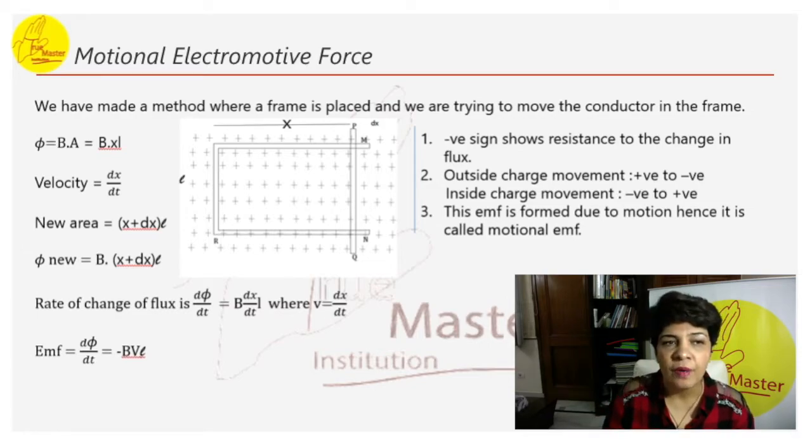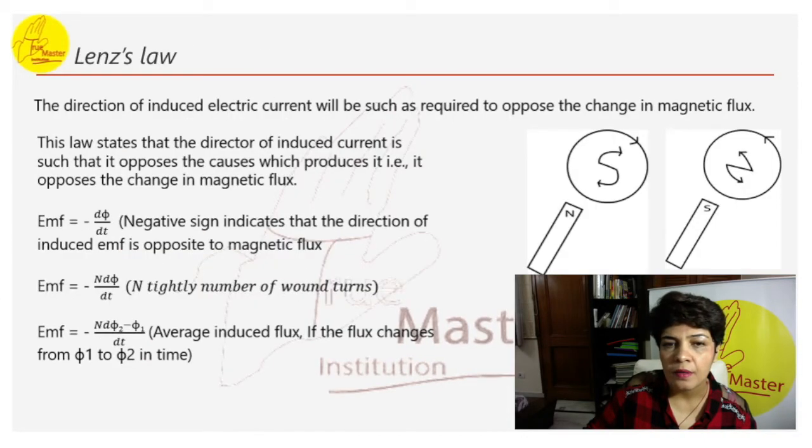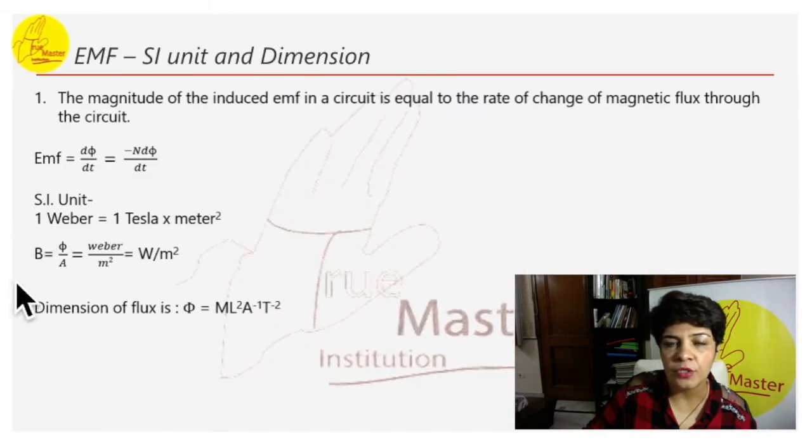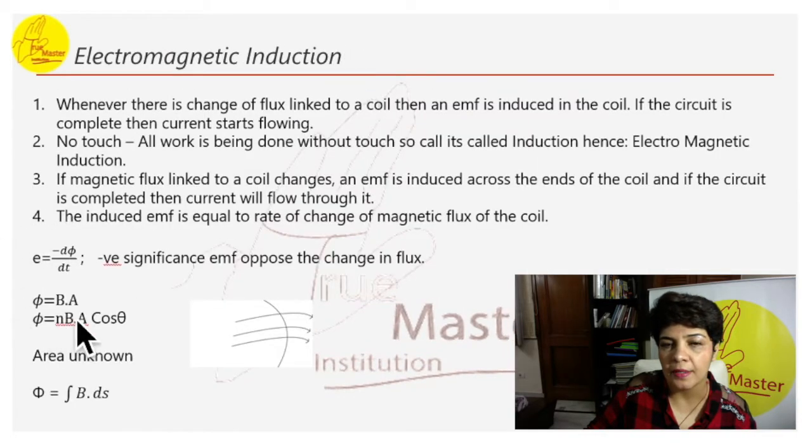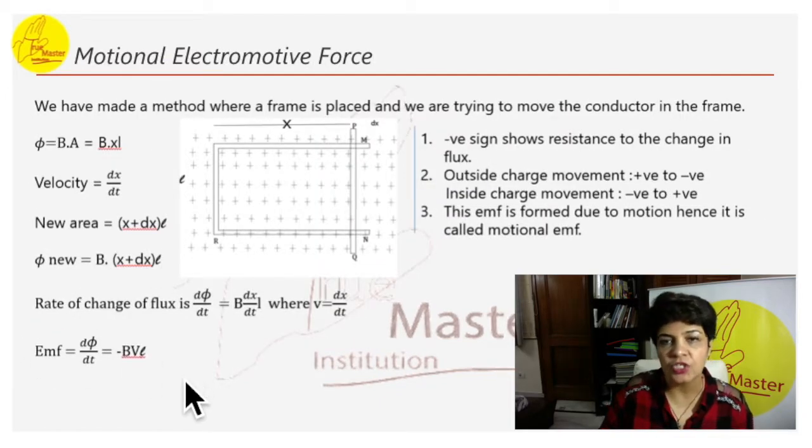Induced EMF by change of area. The formula for flux that we have just noted is flux equals B into A. This is the formula for flux, right? If we change the area while the magnetic field is the same, the flux will change. If the flux is changing, current will be produced, right? So we are doing this experiment.